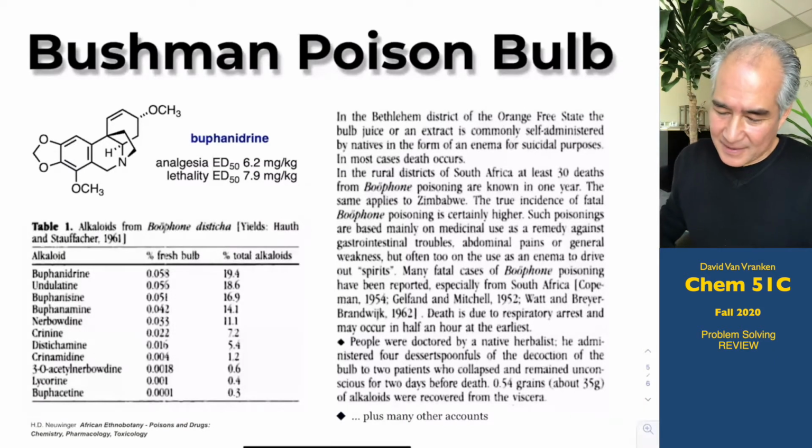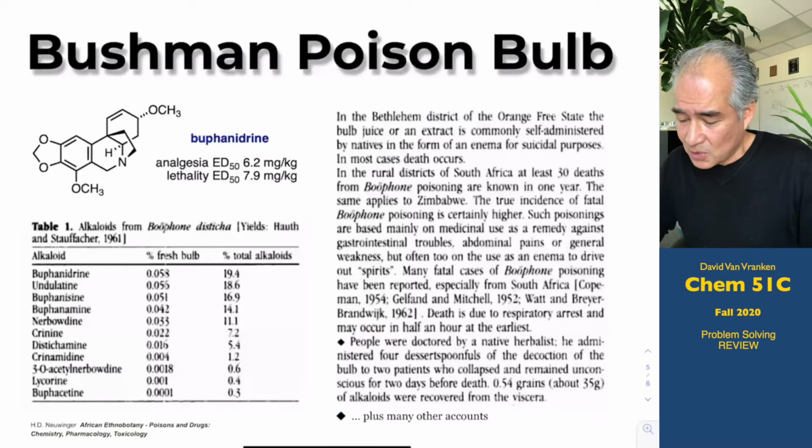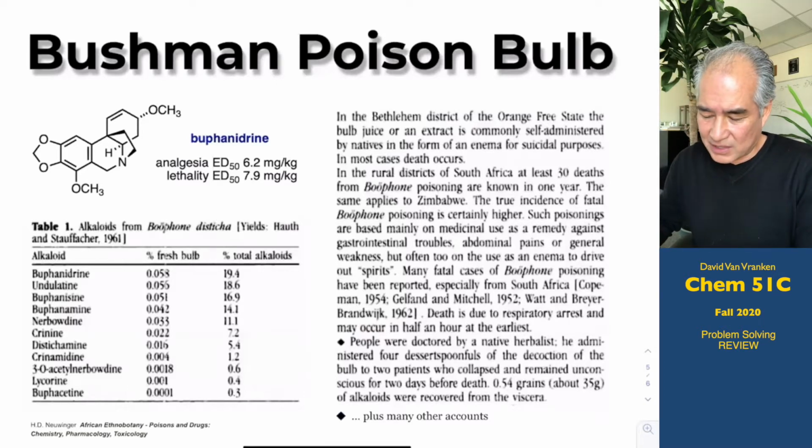Okay, so one of the entries that I found describes this Bushman poison bulb and some of the uses or misuses. In rural districts of South Africa, at least 30 deaths from Boophone poisoning are known in 1 year, and the same applies to Zimbabwe. The true incidence of fatal Boophone poisoning is certainly higher. Such poisonings are based mainly on medical use as a remedy against gastrointestinal troubles, abdominal pains, or general weakness, but often too on the use as an enema to drive out spirits.